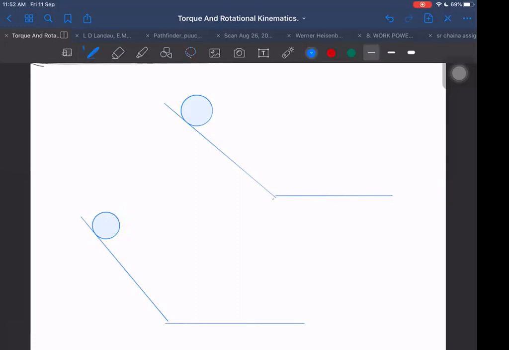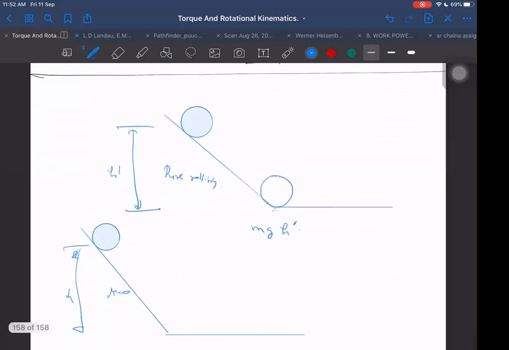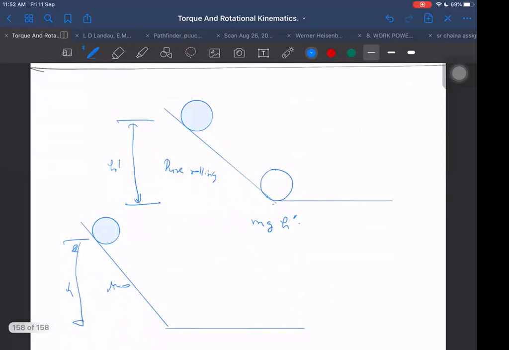Okay, sir. When it comes to the bottommost point here, in one case, the pure rolling case, I should write mg. Let us take the height for the pure rolling case as h dash, and h for the smooth case, when mu is 0. Then mg h dash. What are they saying? They are saying same energy or same velocity. I think they are saying same velocity.